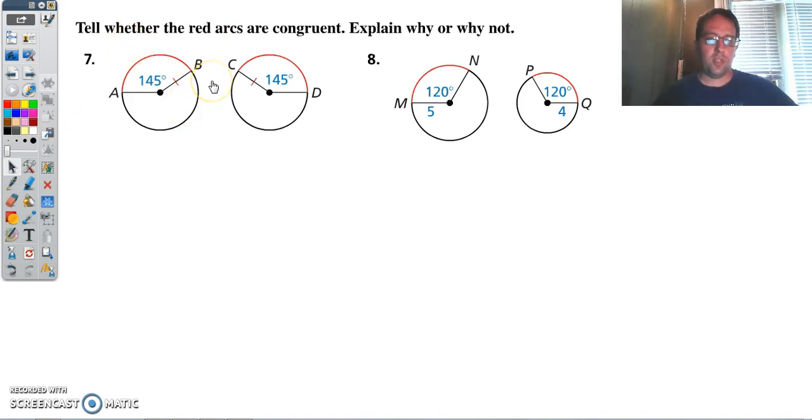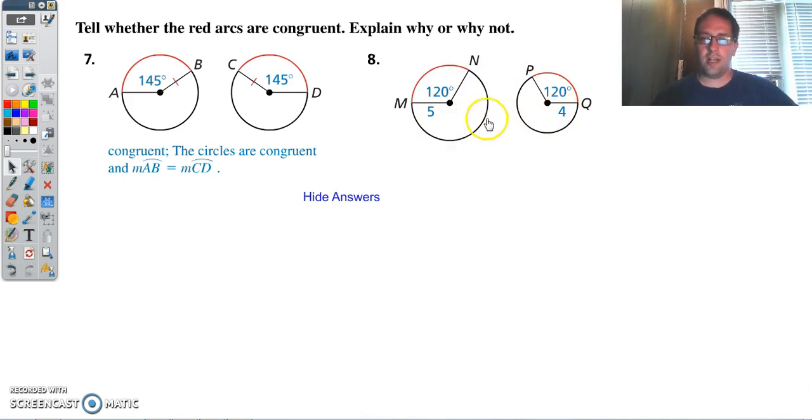Number 7. Let's see, they have the same central angle. The radii are congruent. So the circles are congruent. So these are congruent arcs. Over here, they have the same central angle. The radii are not congruent, so we do not have congruent circles, and therefore the arcs are also not congruent.